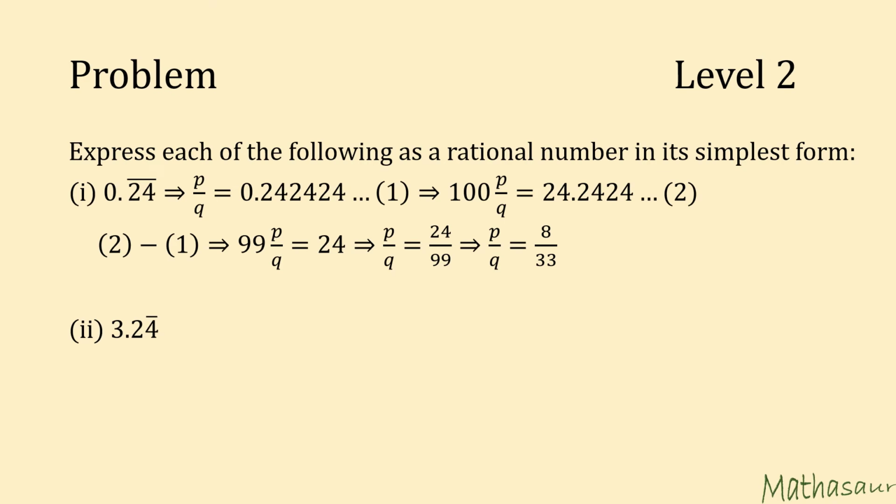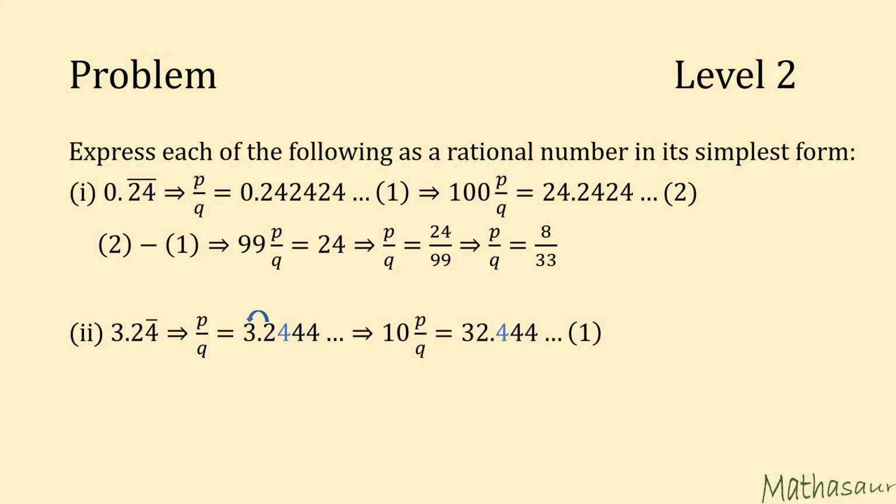Let us look at the second part, 3.24 bar. So we have P by Q is equal to 3.2444 and so on. Now first, let us get the 10th place after the decimal to the left side of the decimal. So we shall multiply by 10. We get 10 times P upon Q is equal to 32.444 and so on. Now let us get the new 10th place to the left hand side of the decimal. So we shall multiply by another 10.